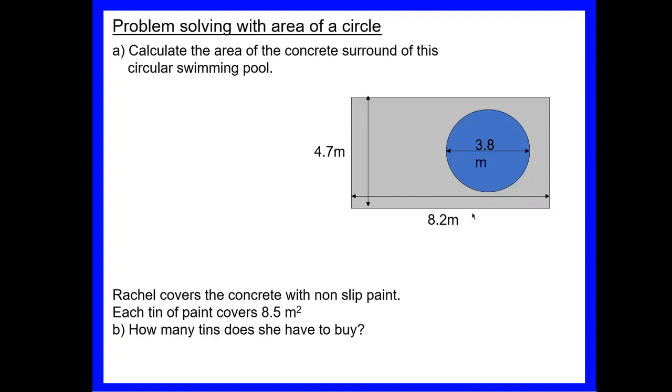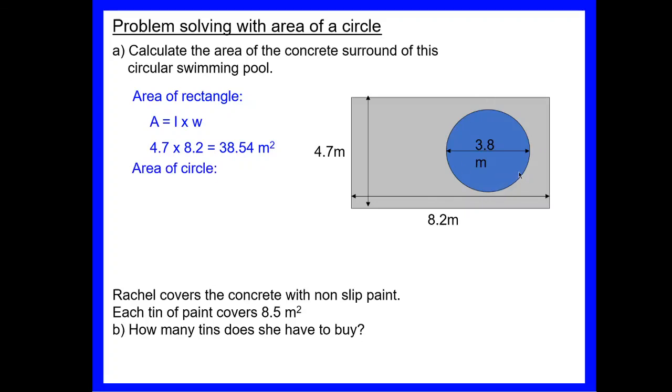So to do this, we need to start by finding the area of the rectangle. The area of a rectangle is the length times the width. So we'll do 4.7 times 8.2 is 38.54 meters squared. Now remember, that's all the concrete completely filled in over the top of the pool. We're now going to find then the area of the pool in the middle.